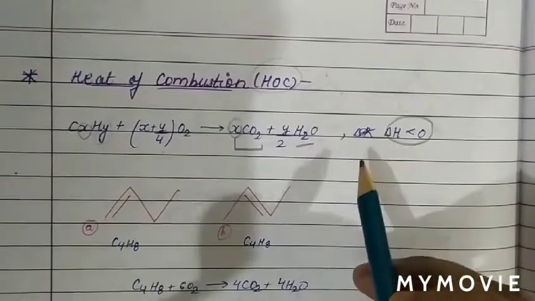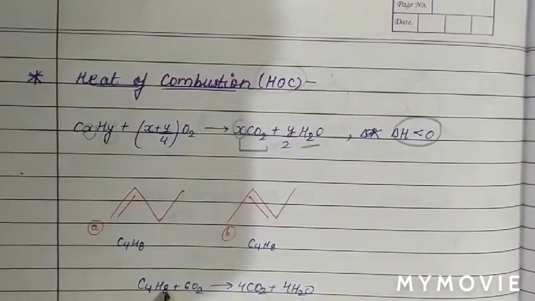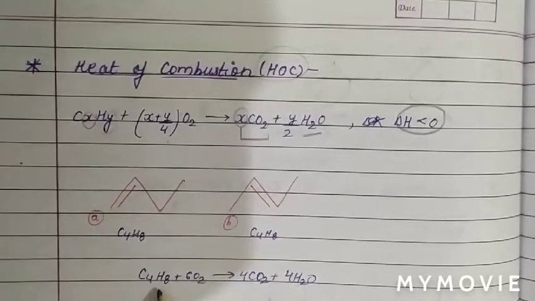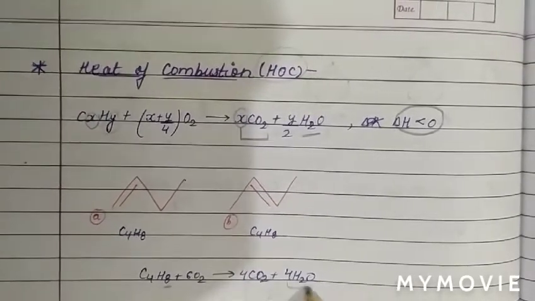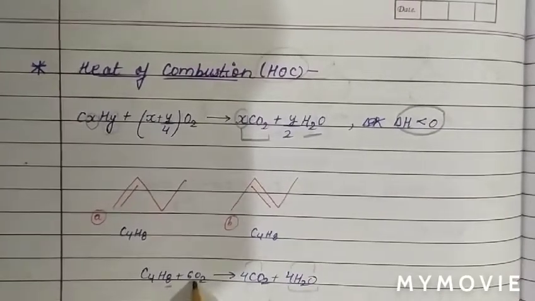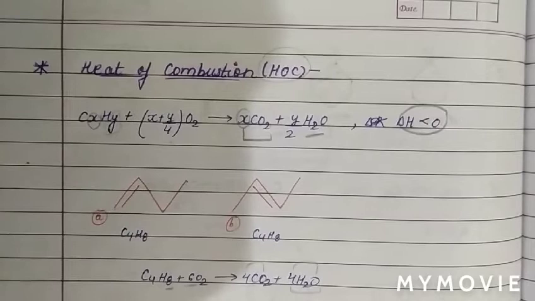As we can see the reaction C4H8. In this reaction we can see there are 4 carbon atoms, therefore 4 CO2, 8 hydrogen atoms, therefore 4 water molecules. Now balance oxygen. 4 times 2 is 8 plus 4 is 12. So 12 by 2 is 6 oxygen molecules.